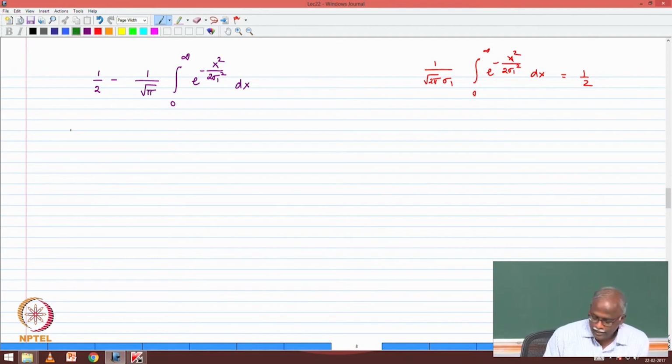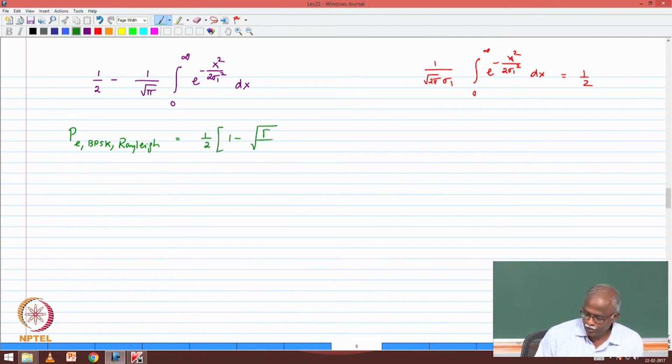So the final result says the probability of error of BPSK in Rayleigh fading has a very nice closed form expression, which is given by 1/2 times 1 minus square root of gamma by 1 plus gamma. Okay, it's just substitutions. I hope you will be able to do that without much difficulty. Okay, so that is our result.